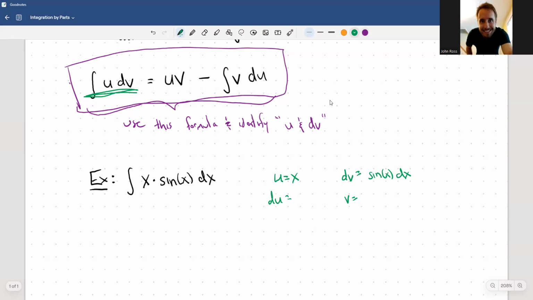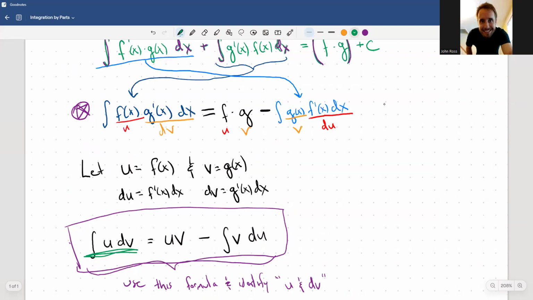And remember, the relationship between u and du and the relationship between v and dv is the relationship between a function and its derivative. So u was a function f, and du corresponds to its derivative, f prime, specifically du equals f prime of x dx. And similarly, if dv is g prime of x dx, then v is just g. We find it by taking an antiderivative. So to go from u to du, we'll take a derivative. And to go from dv back to v, we'll take an antiderivative.